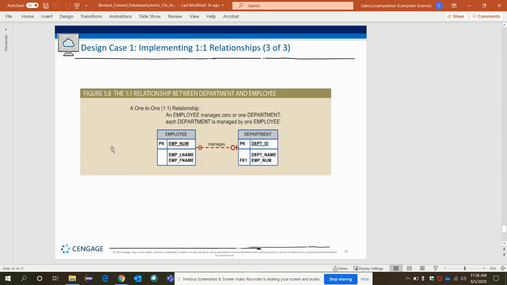One example is shown here between the department and employee entities, where there is mandatory participation from the employee side but optional participation from the department side, and there is a one-to-one relationship. So this is all about your advanced data modeling chapter.